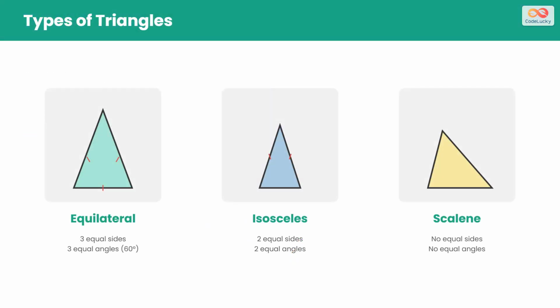Let's look at the simplest polygons, triangles. An equilateral triangle has 3 equal sides. An isosceles triangle has 2 equal sides, and a scalene triangle has no equal sides at all.